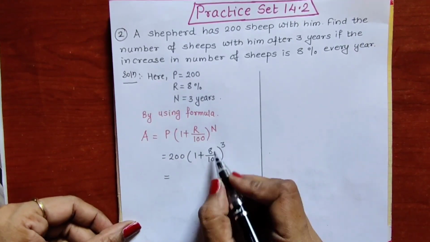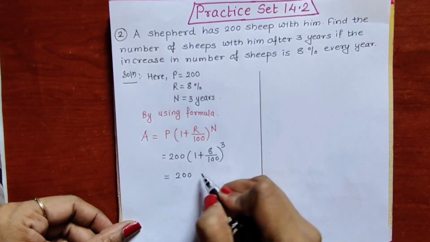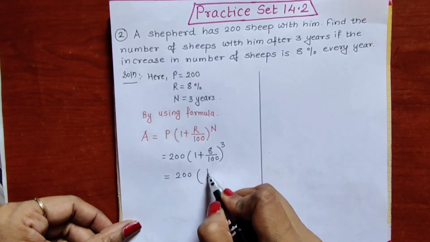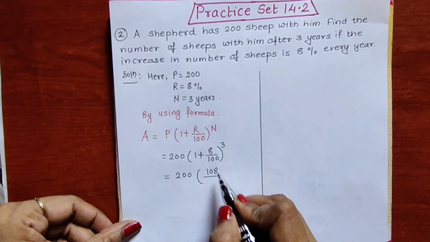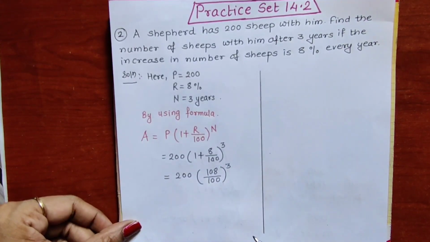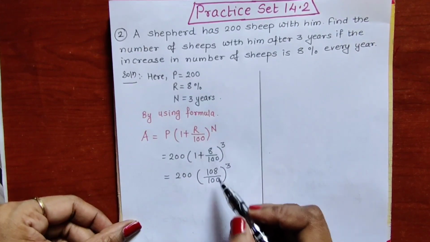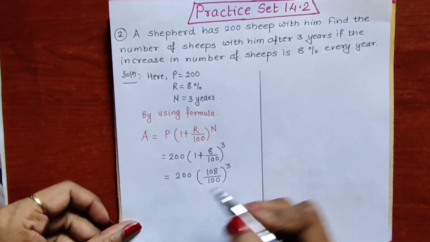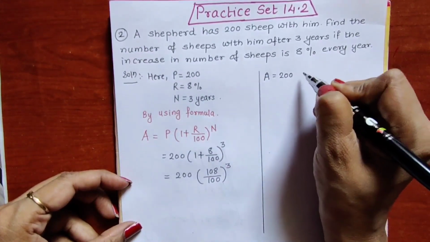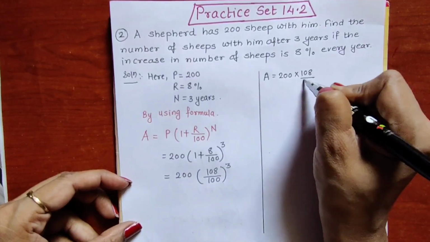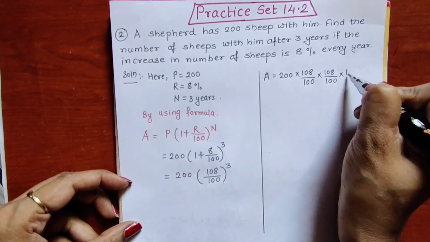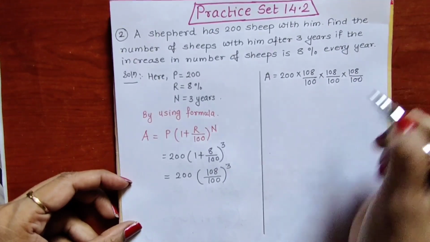So I will be only cross multiplying first. 200, 100 ones are 100 plus 8 ones are 8. That means 100 plus 8 is 108 in the numerator, and in denominator 100 as it is, raised to 3. Now we all know raised to 3 means we have to write this number 3 times, multiplied by itself. So I will be writing here, therefore A is equal to 200 multiplied by 108 upon 100 multiplied by 108 upon 100 and multiplied by 108 upon 100, because it is raised to 3.